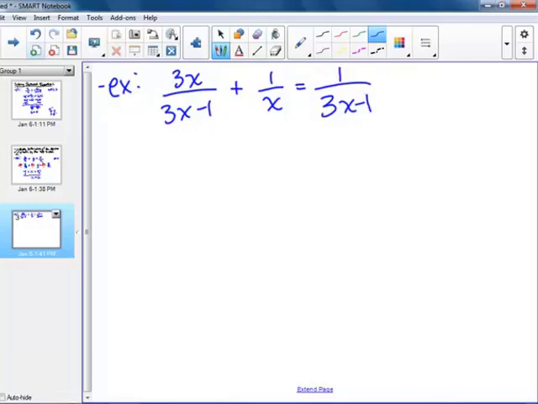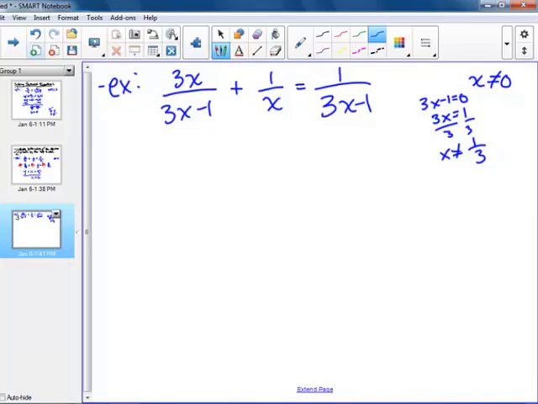So, before we do anything, let's note what x cannot equal. X cannot equal 0, because of that 1 over x. Now, the other part, if you want to, jot over to the side. When is 3x minus 1 0? I'd add 1 to both sides, divide by 3, so x cannot equal 1/3 as well. So x cannot be 0 and x cannot be 1/3.